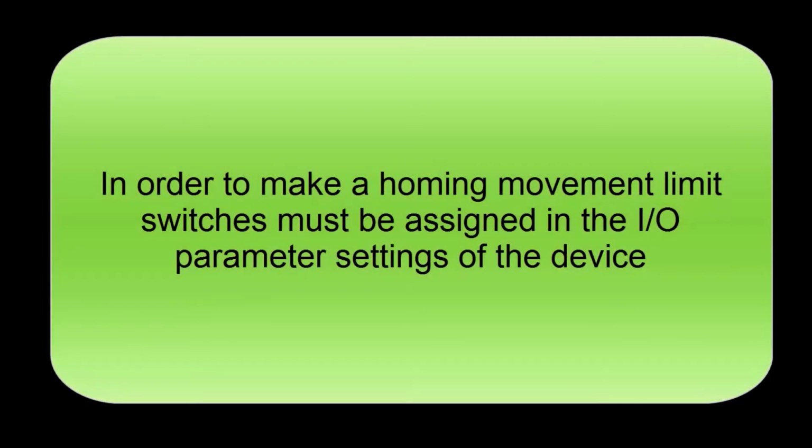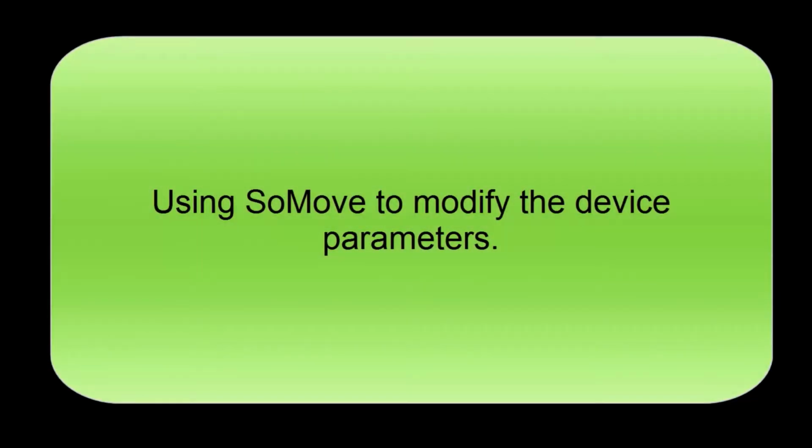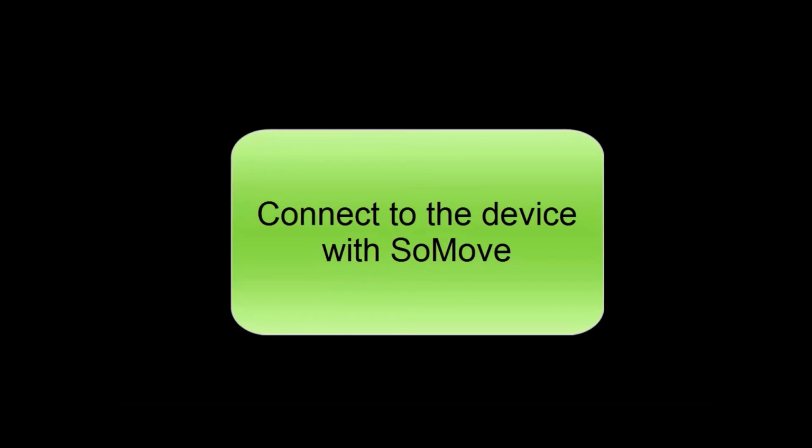In order to make a homing movement, limit switches must be assigned in the I/O device parameters. Today we'll be using SoMove to modify the device parameters. We begin by connecting to the device with SoMove.